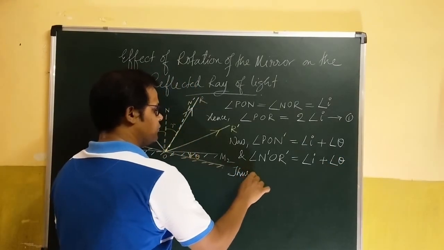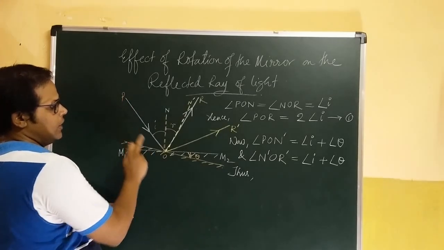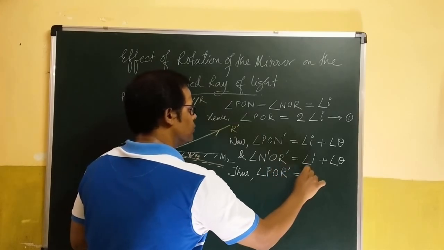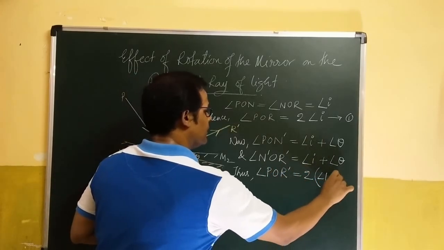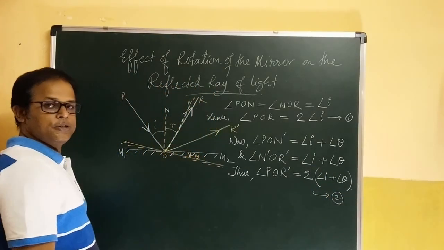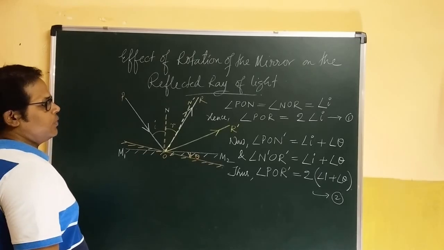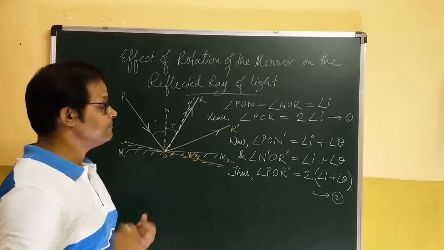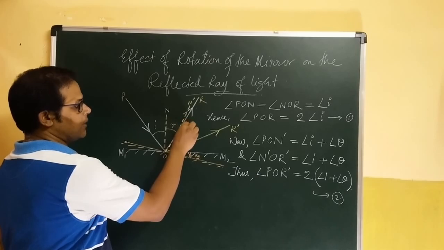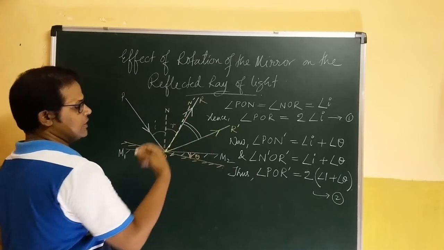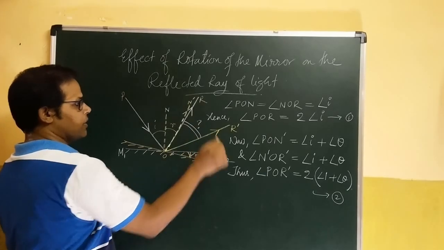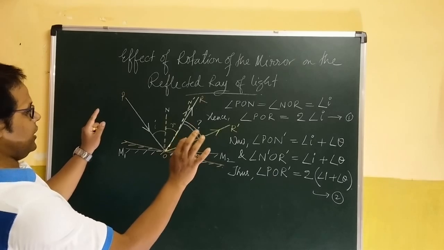Thus, the total angle, angle POR prime, should be equal to twice of angle I plus angle theta. Let us call it equation number two. All right, now I think we are clear till here. Now I wanted the angle by which the reflected ray has actually rotated because of the mirror's rotation. So I want to find this question mark angle. It looks crystal clear.